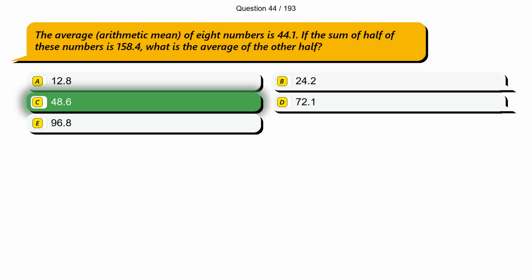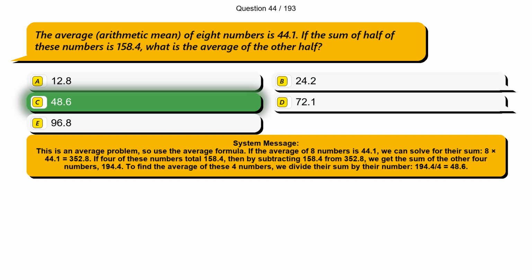The correct answer is option C, 48.6. This is an average problem, so use the average formula. If the average of 8 numbers is 44.1, we can solve for their sum. 8 times 44.1 equals 352.8. If 4 of these numbers total 158.4, then by subtracting 158.4 from 352.8, we get the sum of the other 4 numbers, 194.4. To find the average of these 4 numbers, we divide their sum by their number, 194.4/4 equals 48.6.